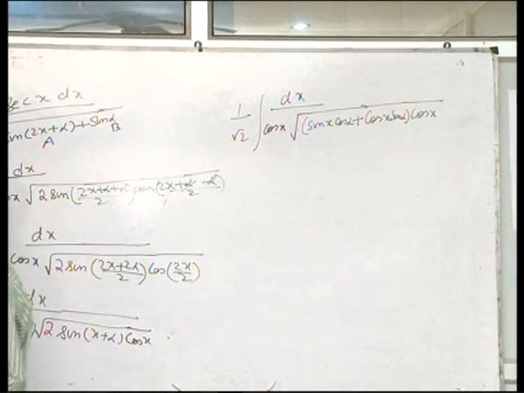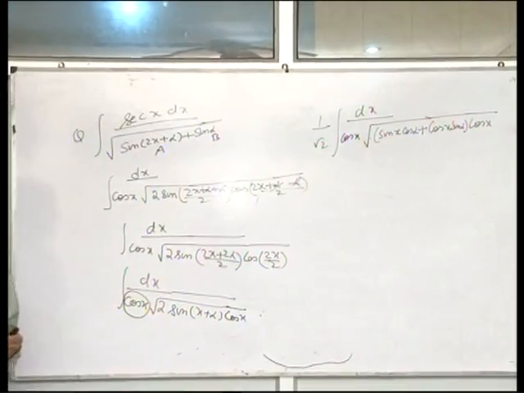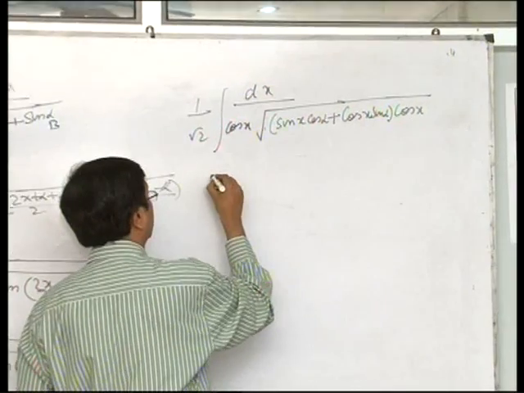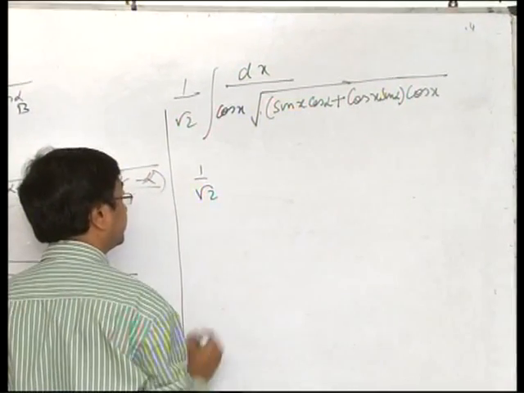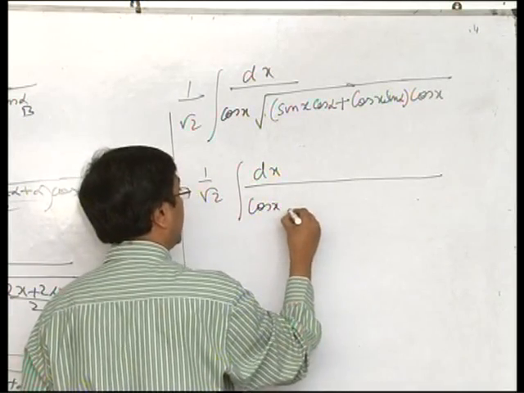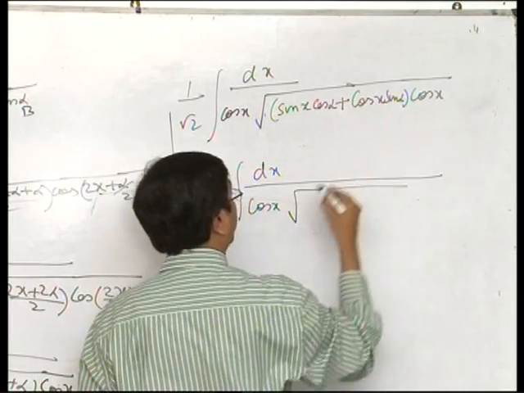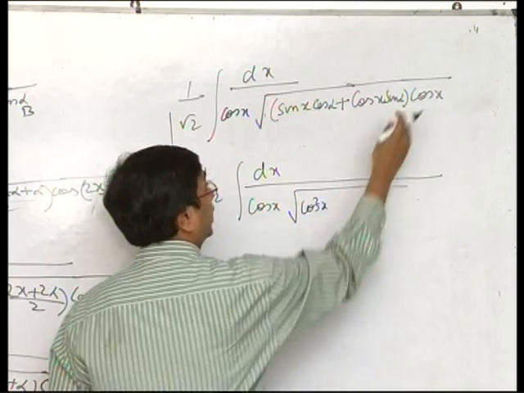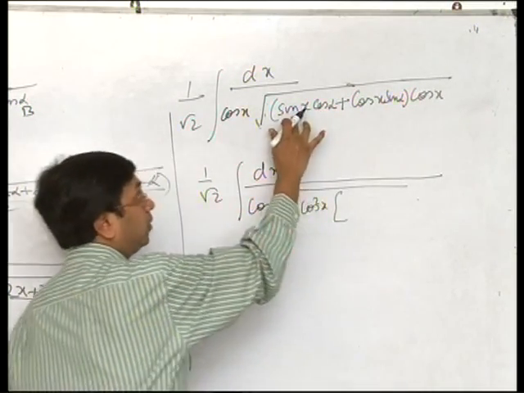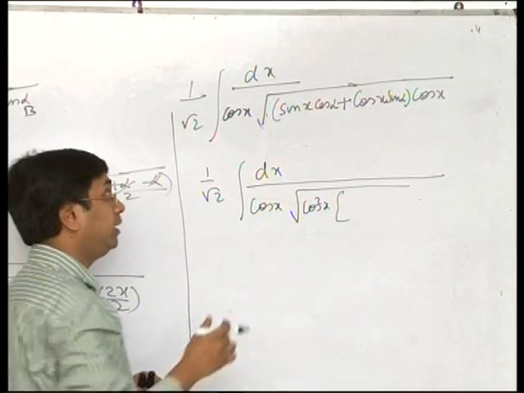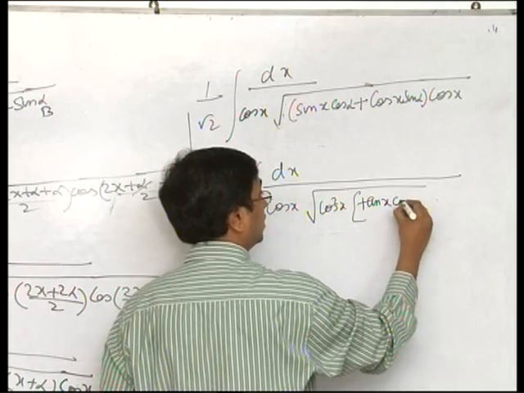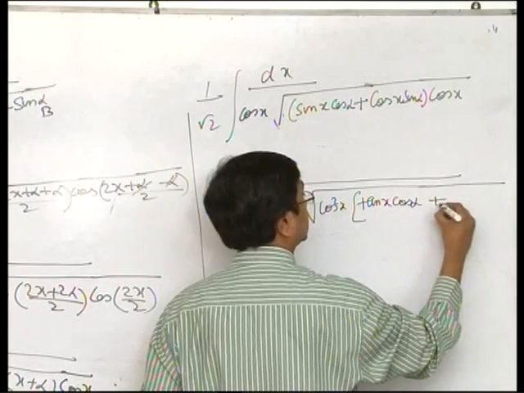Now you can see that we just need to take cos common so that it goes out. So 1 by root 2, dx upon cos x, and from here you have to take cos common, so it becomes cos square. I am writing this before, so cos square x. So what is left here? If you take cos common, there is no cos x out here, you'll have to divide by cos. So when we divide, what will we get? Tan x cos alpha plus sin alpha.